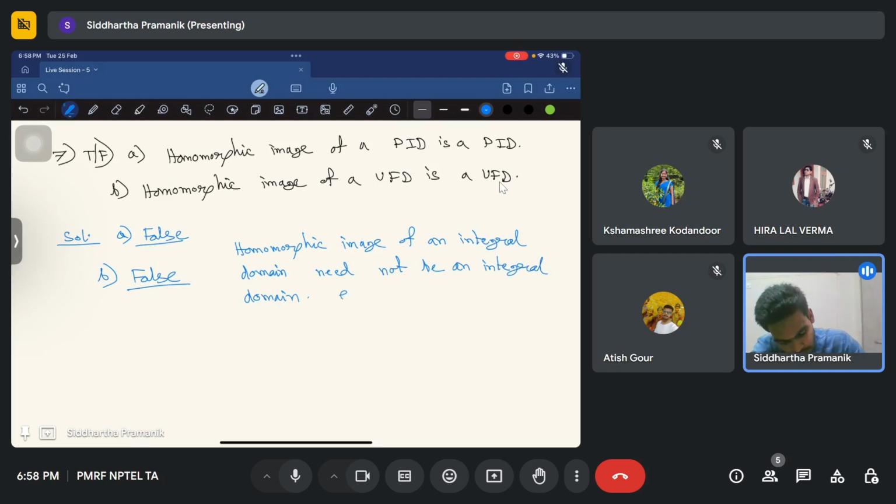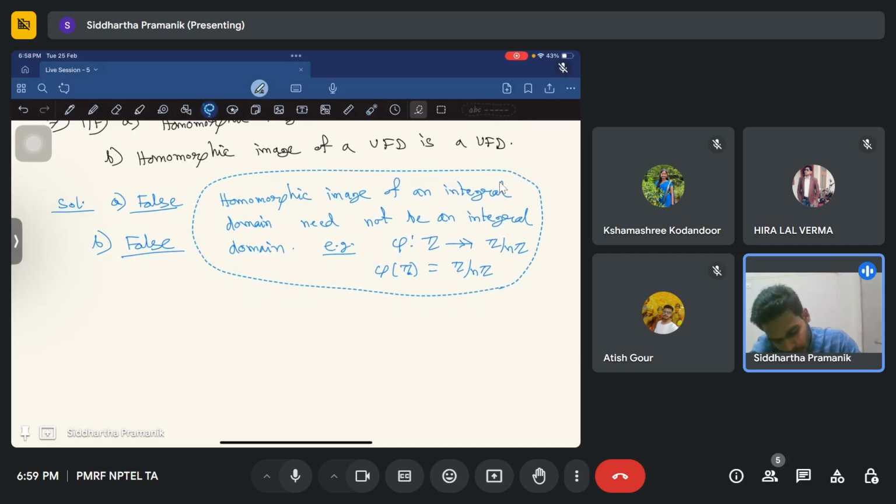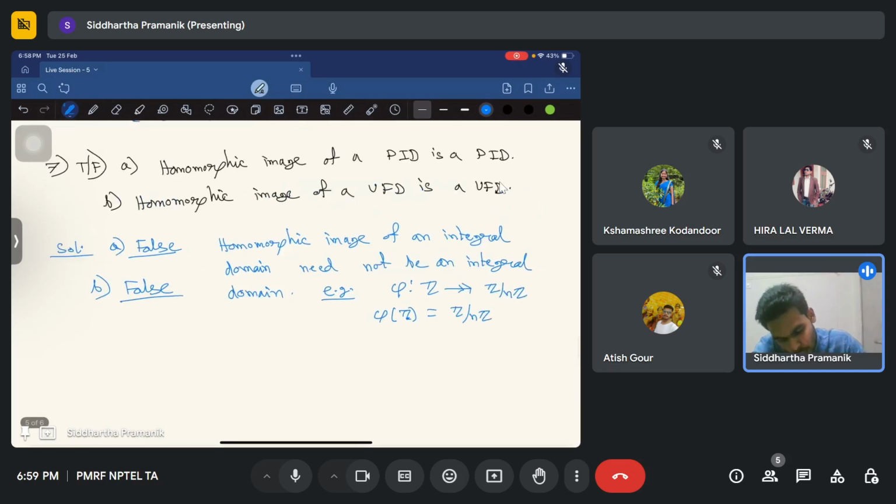So you can take the example phi from Z to Z mod nZ. This is a surjective homomorphism, so phi of Z is Z mod nZ. The homomorphic image is Z mod nZ, and this need not be an integral domain. But if we assume that the homomorphic image is an integral domain, then what can you say?